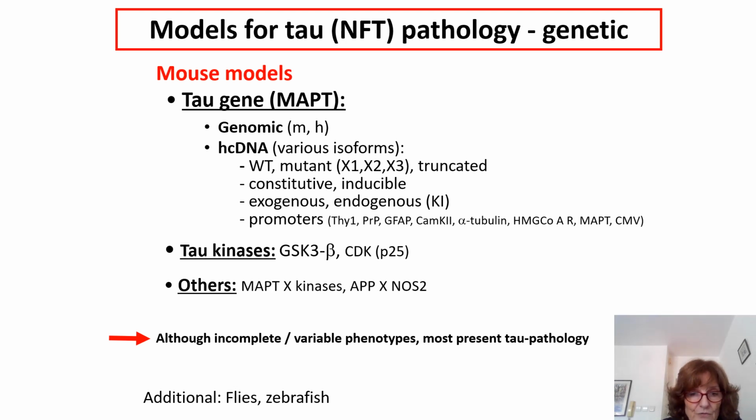Other models which were generated for tangles are tau kinases, GSK or CDK activators, or a combination of tau with kinases, or APP with NOS2. All of them generated tangles in the mouse.